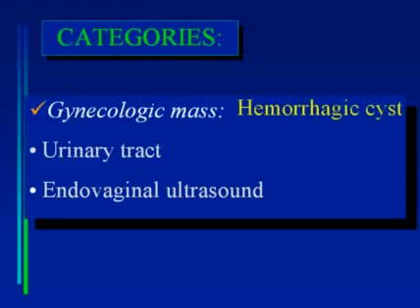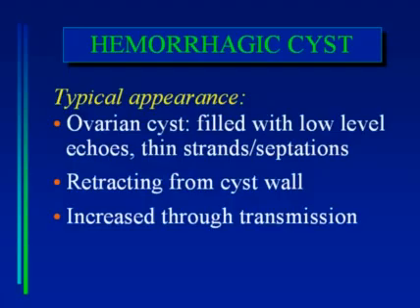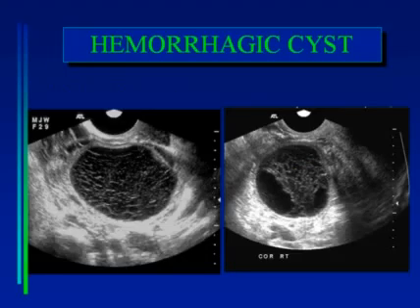Next gynecologic mass we'll talk about is a hemorrhagic cyst, which is also a great mimicker. The typical appearance of a hemorrhagic cyst depends on how big the cyst is and how long it has been between the incident of hemorrhage and the time of imaging, and that's because the appearance of blood evolves with time. Common appearances include an ovarian cystic lesion filled with low-level echoes and lots of thin strands and/or septations. Oftentimes, the clot within the hemorrhagic ovarian cyst will be retracting from the cyst wall, and a hemorrhagic cyst should have increased through transmission. Here are some typical examples.